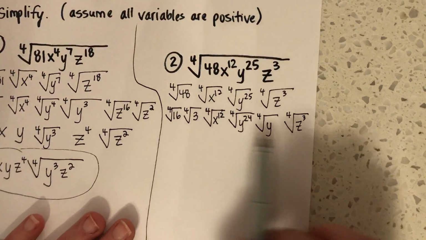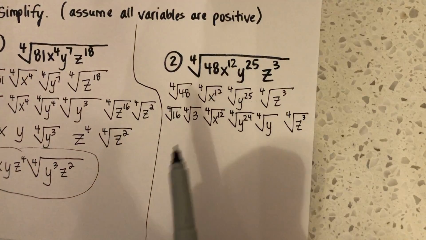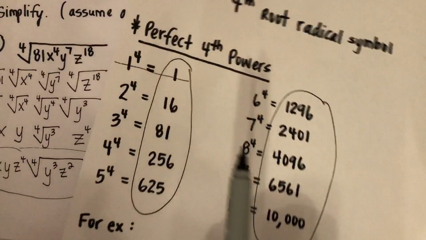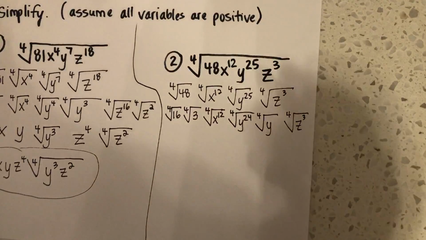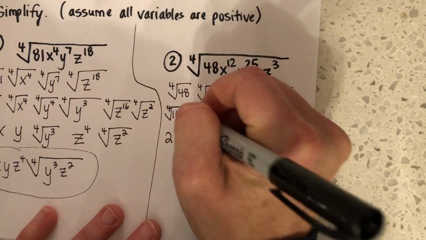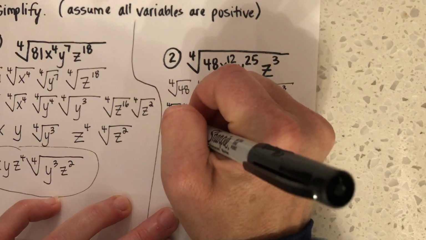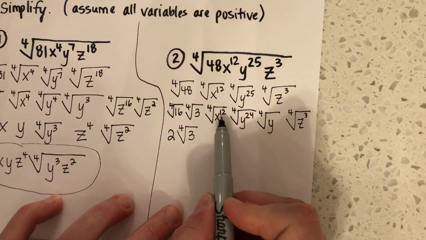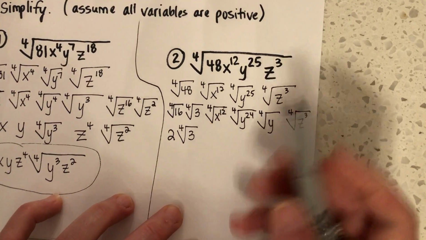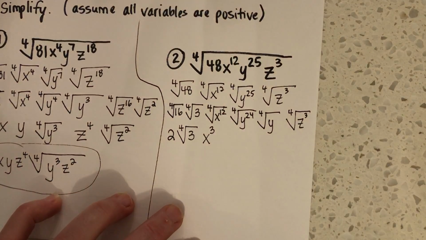All right, let's go through now. Let's get rid of the radicals that we can and leave the ones that have to stay. So the fourth root of 16 is 2. Okay, the fourth root of 3 is our leftover stuck under the radical piece. All right, now we go to the fourth root of x to the 12th. 12 divided by 4 is 3. So he's going to be x to the third, no more radical.